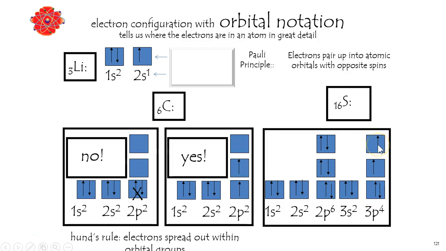Why do I only say at the end? Well, it always fills up in the Aufbau order. These will always be full as we go from low energy to high energy, so there's no spreading out necessary because they're absolutely full. But when you get to the last group, spread them out. This is the electron configuration with orbital notation for sulfur, applying both the Pauli principle and Hund's rule.